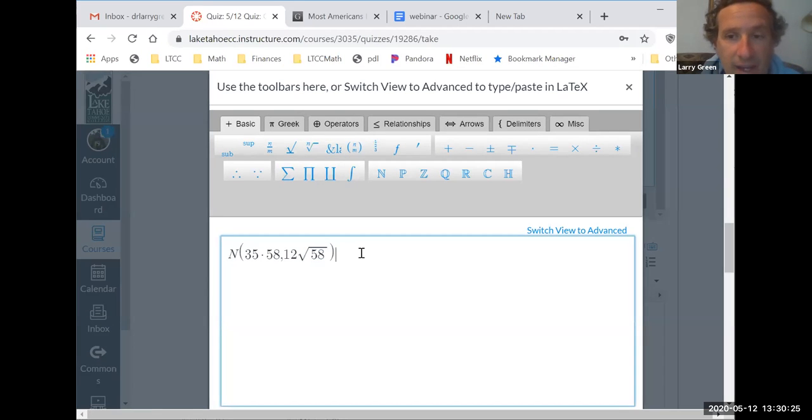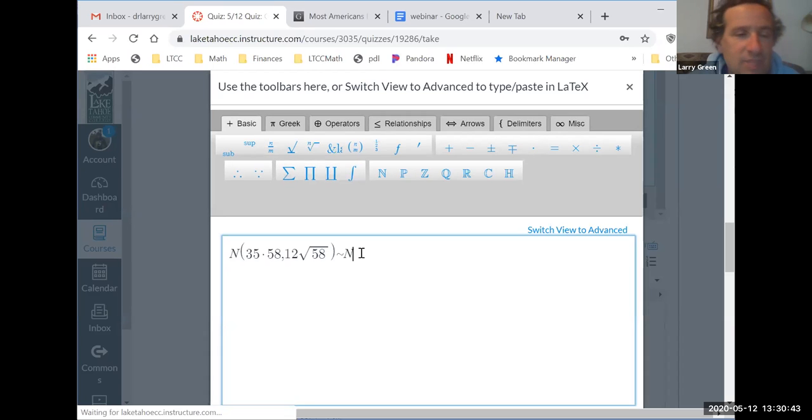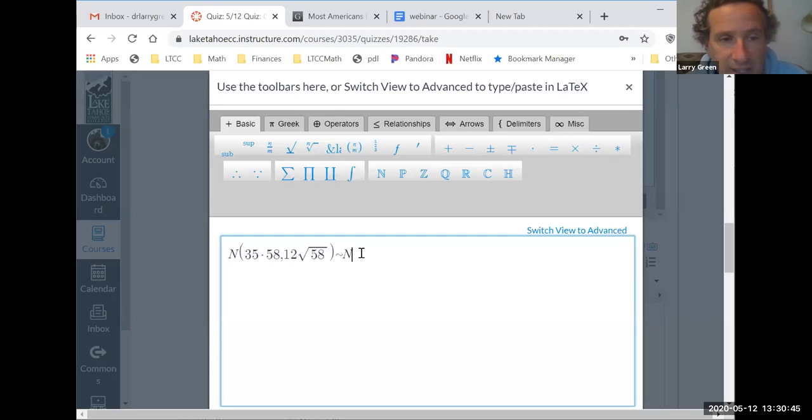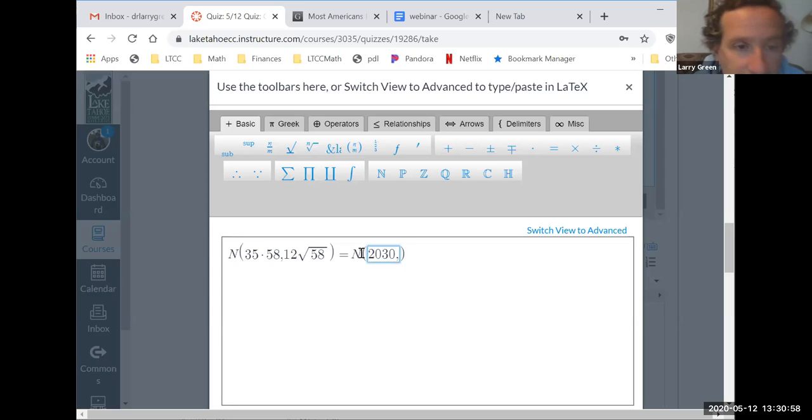Any questions on that? All right, I did the arithmetic in advance, so you could just drop it in your Google search and use the basic calculator. 35 times 58 is 2030. I guess it's not tilde anymore, it's actually equal. 2030. And then 12 times the square root of 58 is 91.3392773.